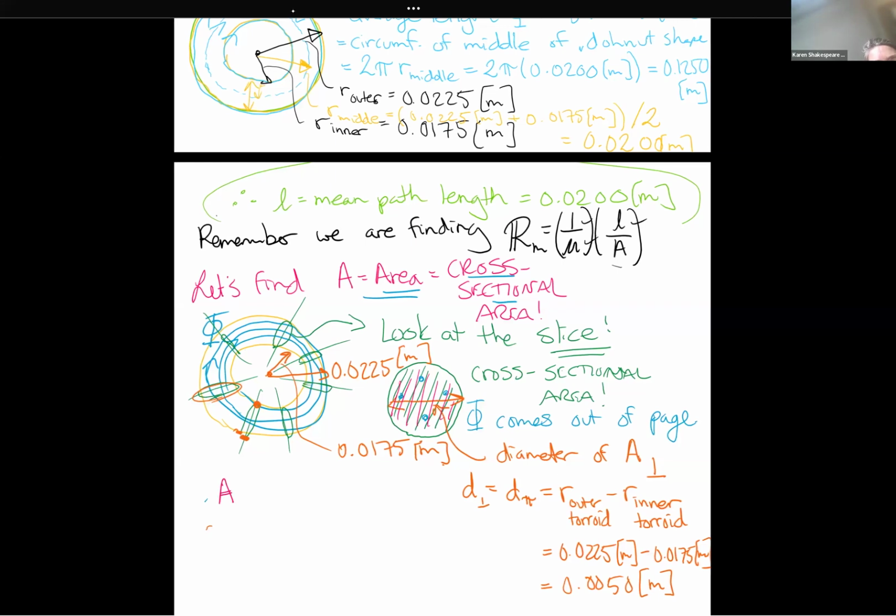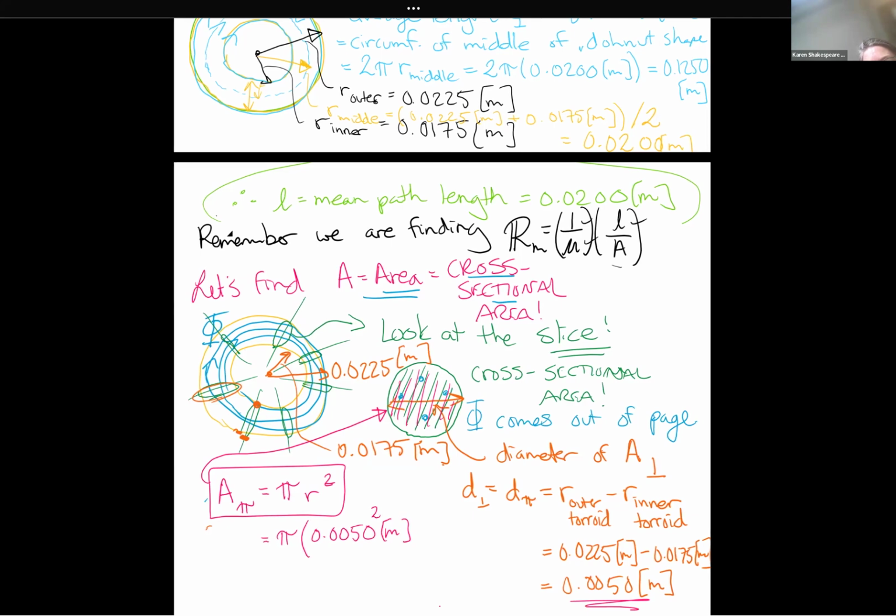A of my plane, or my cross-sectional area, is going to be equal to pi r squared. It's just the formula for area, right? Area equals pi r squared. So we are remembering back to our area formula. We had to remember back to our circumference formula in order to do the mean path length. So this is going to be pi. I know the diameter. I just calculated it down here: 0.0050 meters.